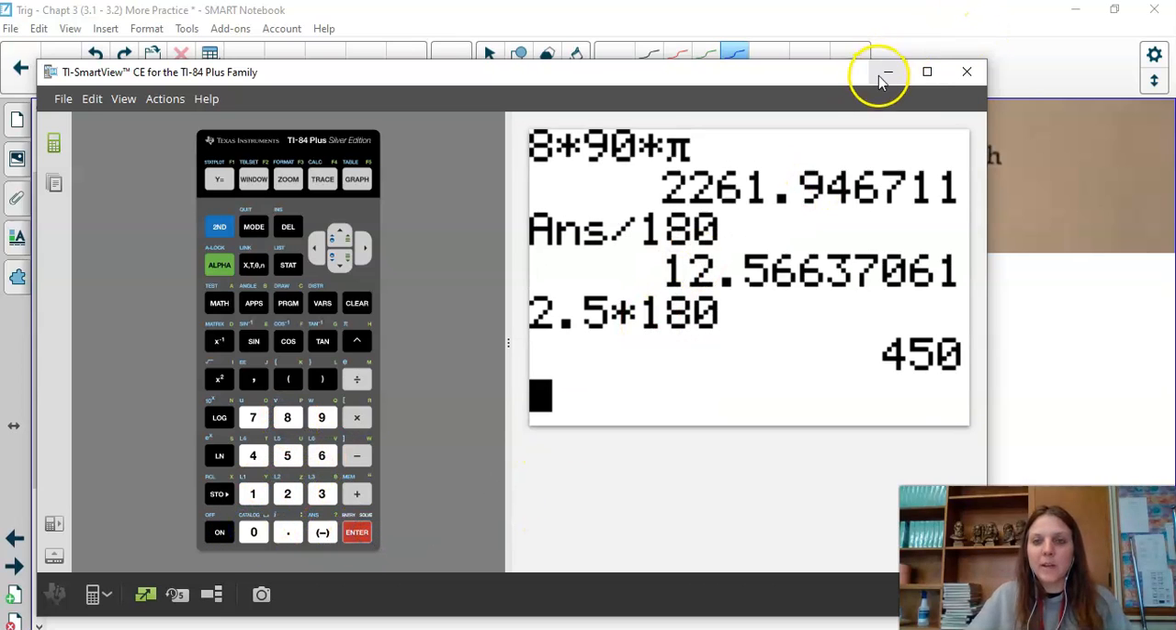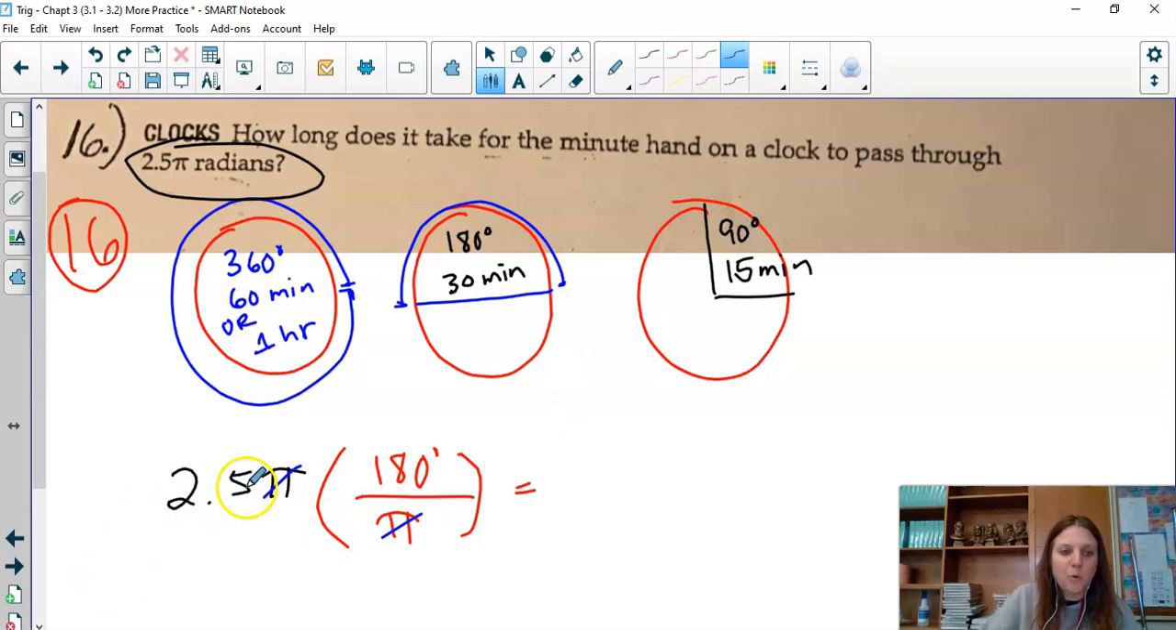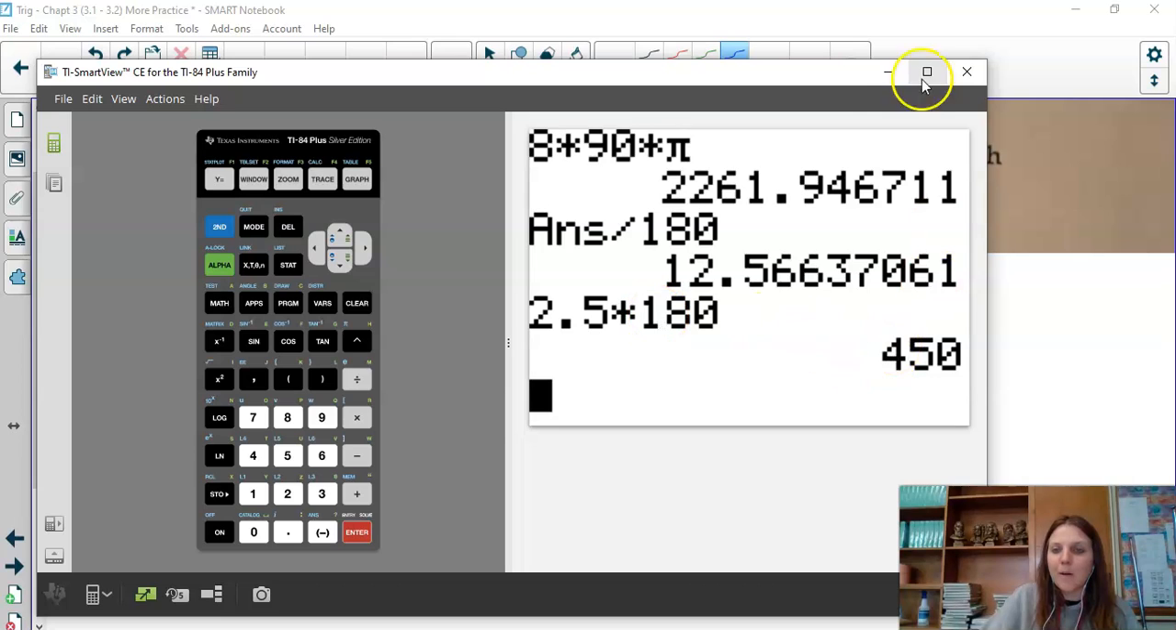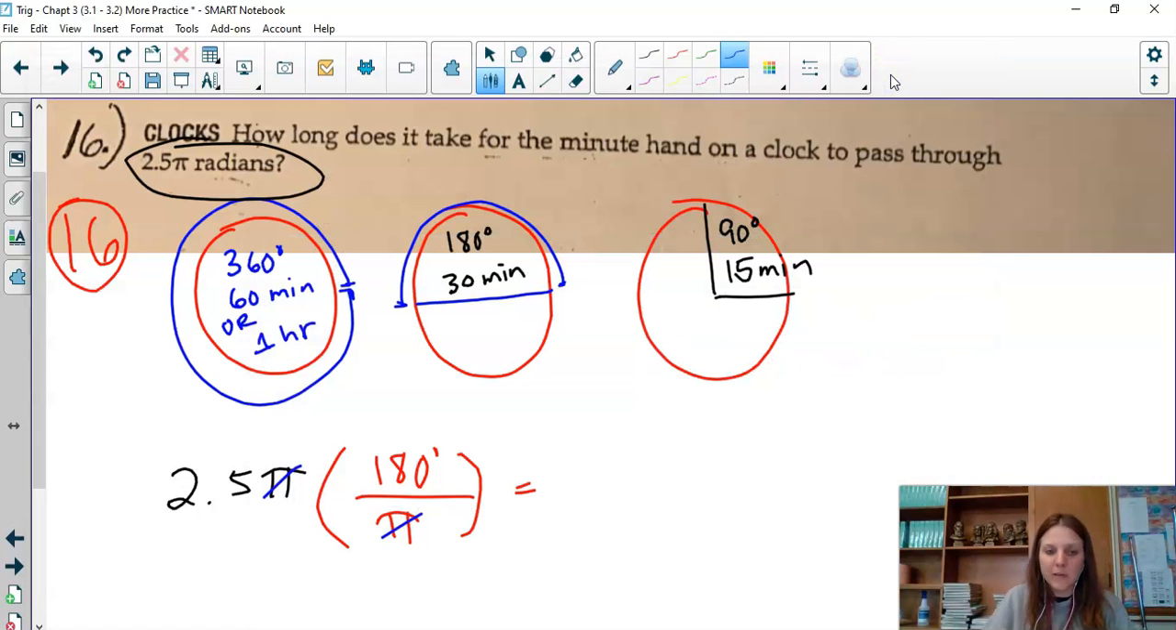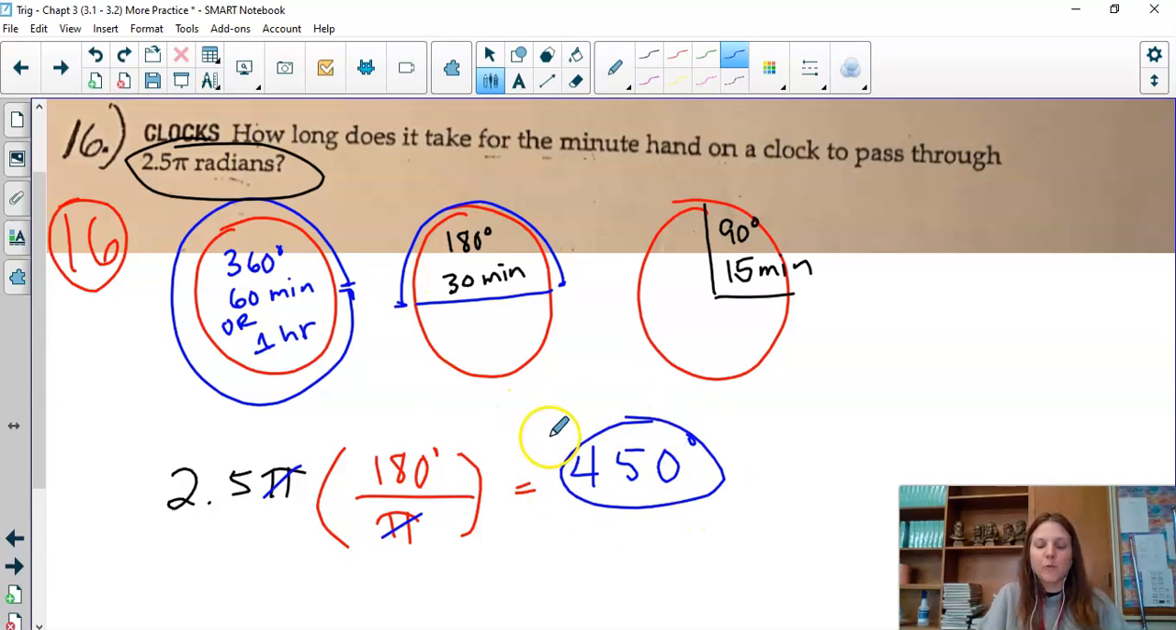Since those were my only numbers left. Again, look, 2.5 times 180. I typed that in and I got 450 degrees. So what I can do is figure out how much I've rotated around this clock, and that will tell me how much time has passed. Okay, so I'm starting with 450.